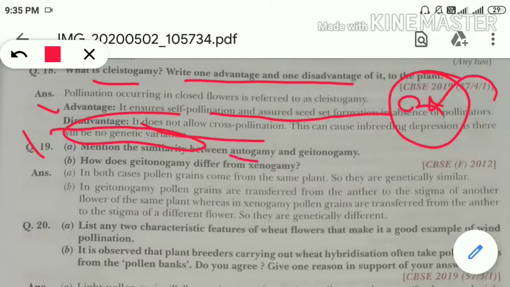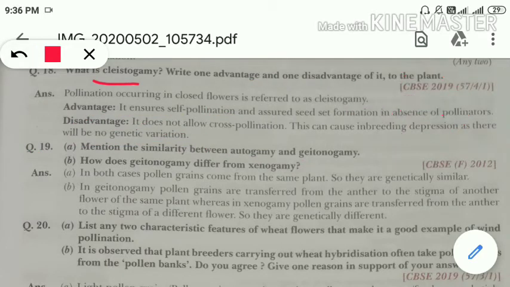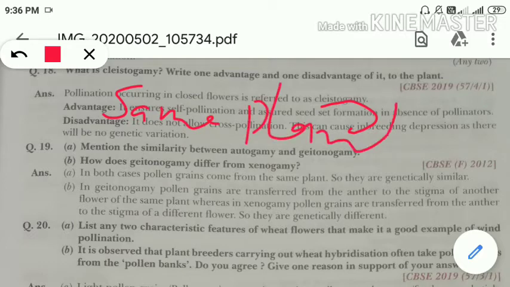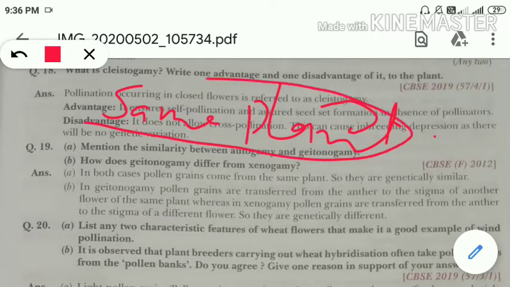Question number 19. Mention the similarity between autogamy and geitonogamy. The major similarity between both is that there is the same plant. If we talk about autogamy or geitonogamy, we know that in both cases there is the same plant. Here flowers are different, but plants are the same. If the same plant is there, then there is no chance of genetic variation. So in both cases, pollen grains come from the same plant, so they are genetically similar.